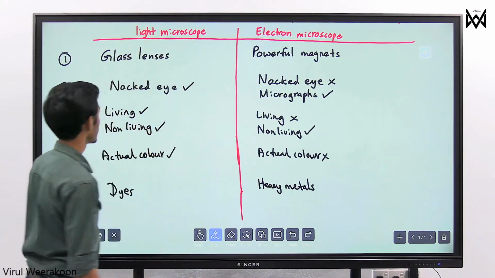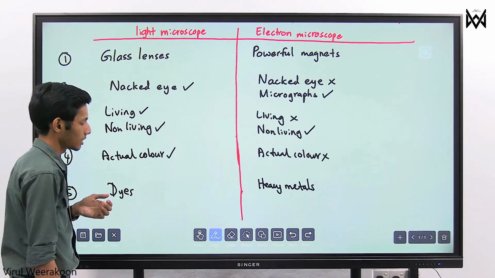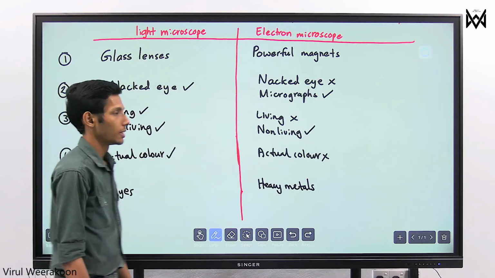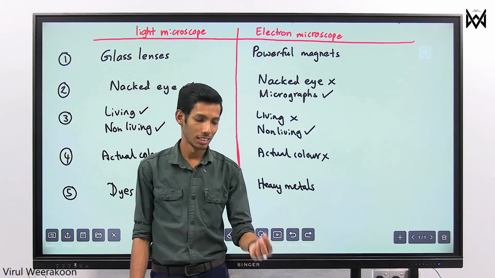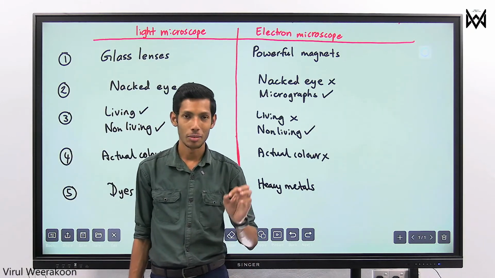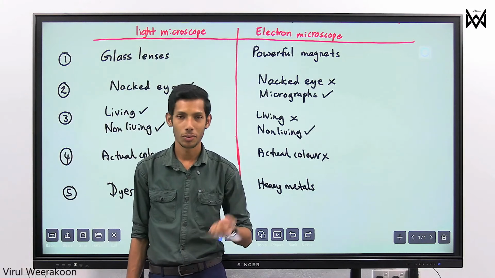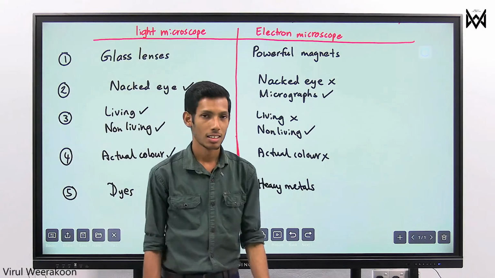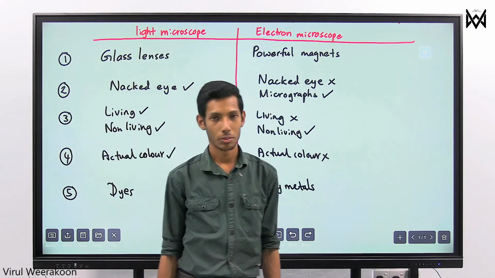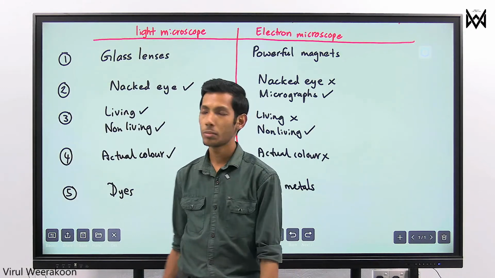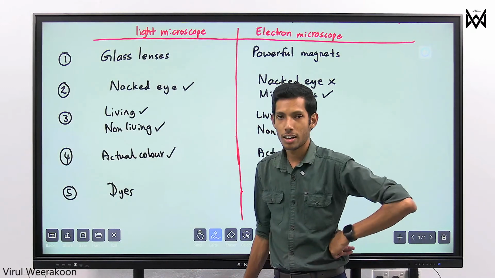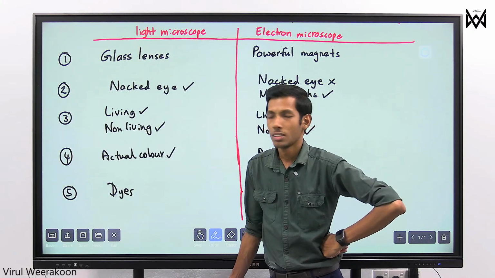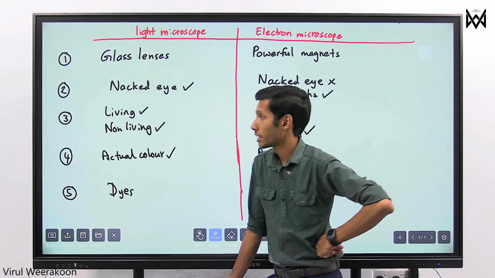Then in the light microscope, both living and non-living things can be observed. You can put a sand particle, or maybe anything you wish, on the stage. Even a living thing, you can put your finger on the stage. Some organisms, ants, you can keep them. No matter whether they are living or non-living, we can observe both, because visible light goes through both living and non-living specimens. But in the electron microscope, what happens?